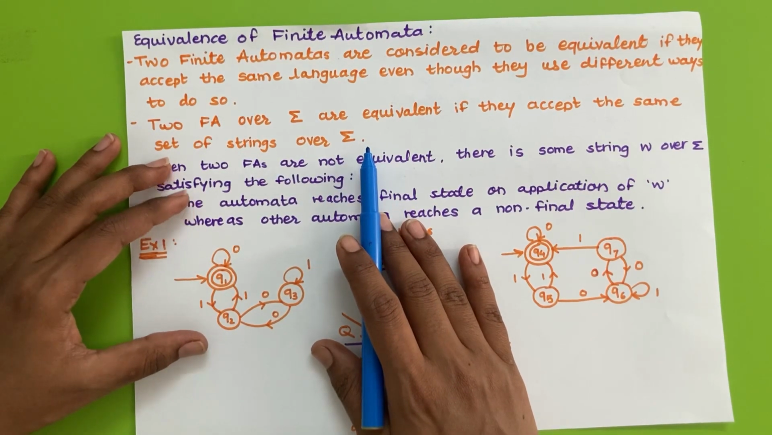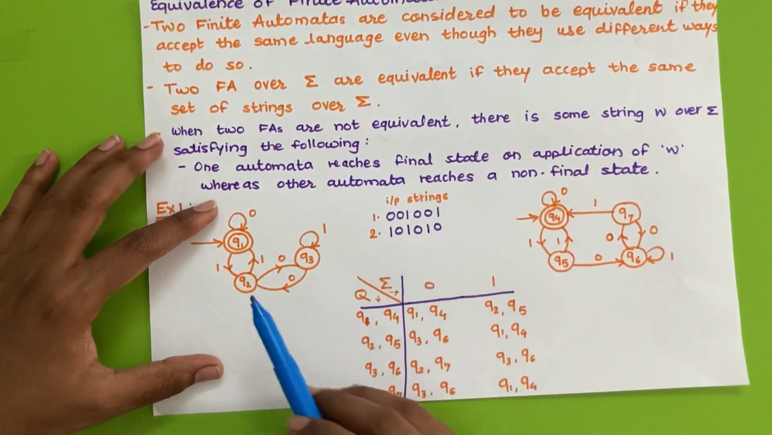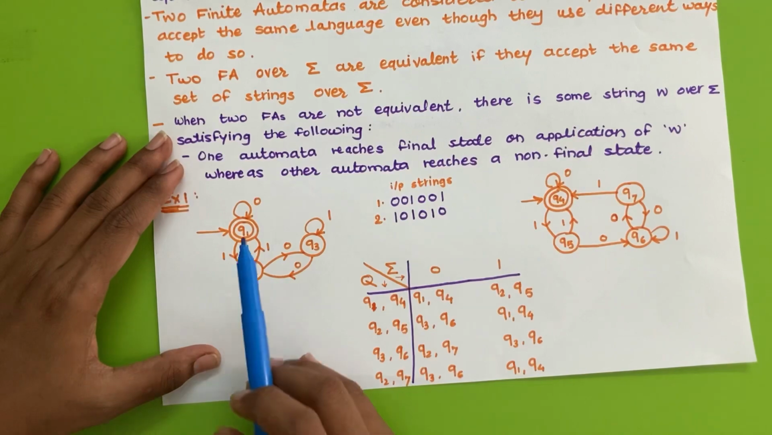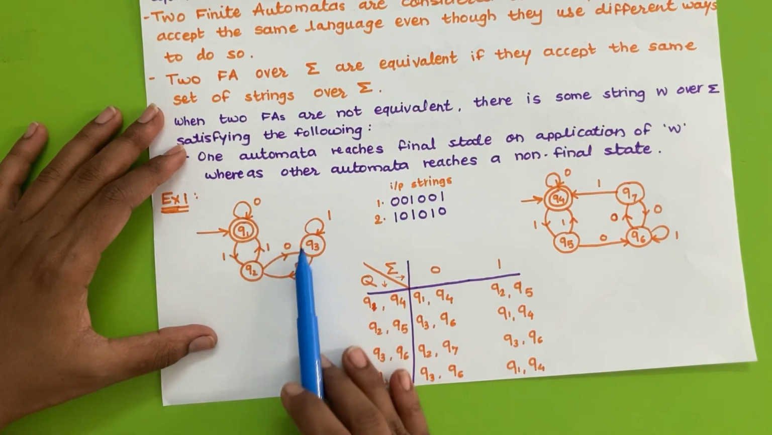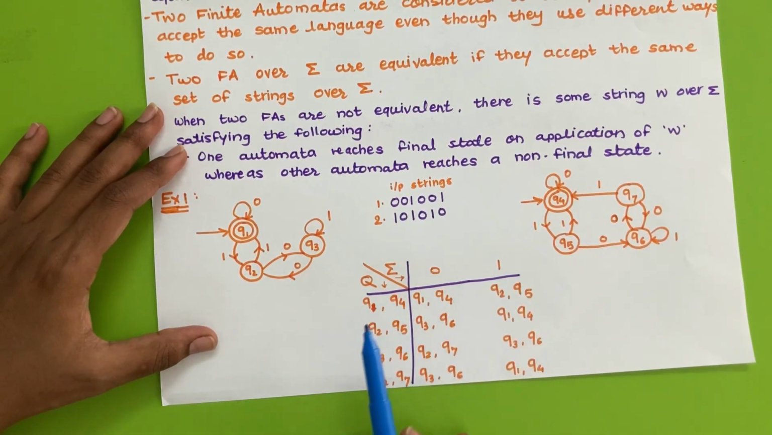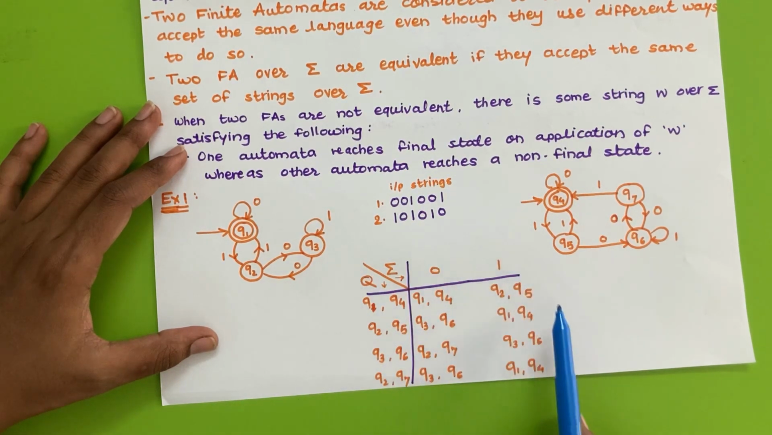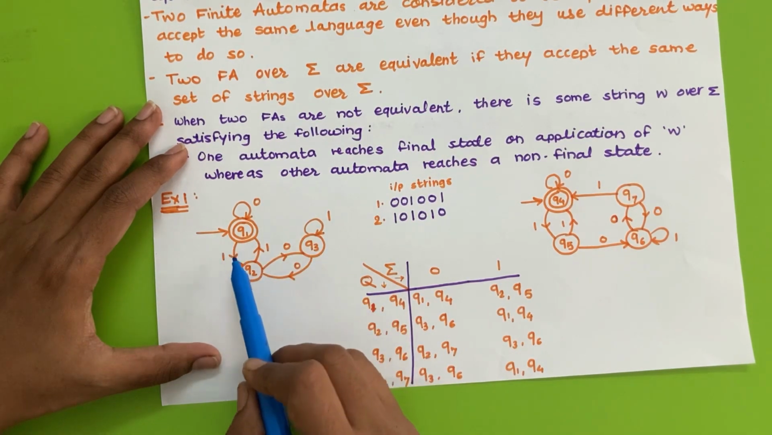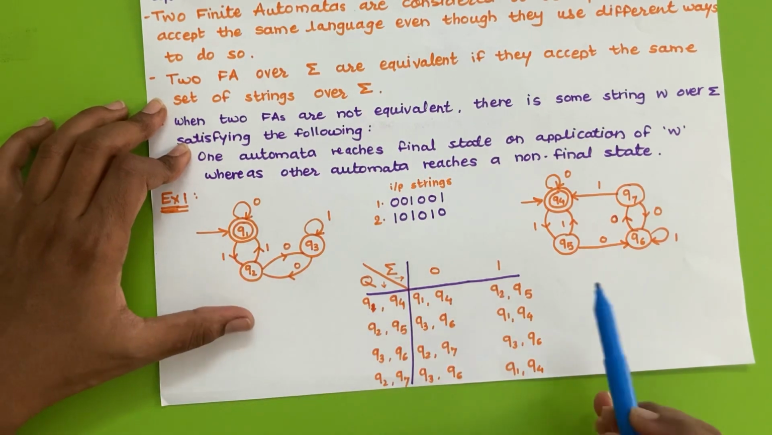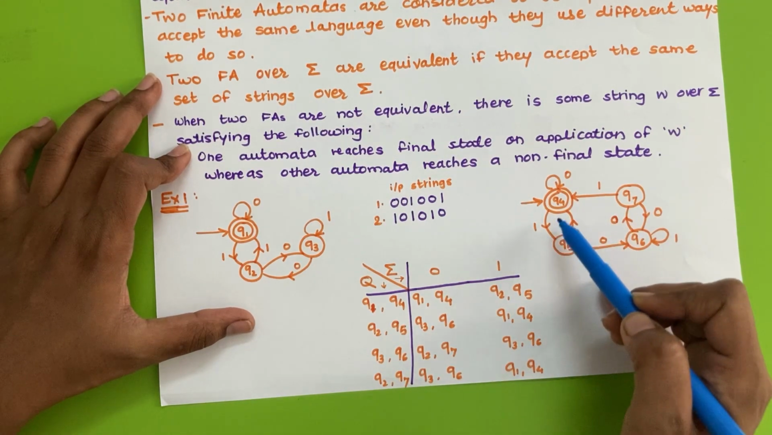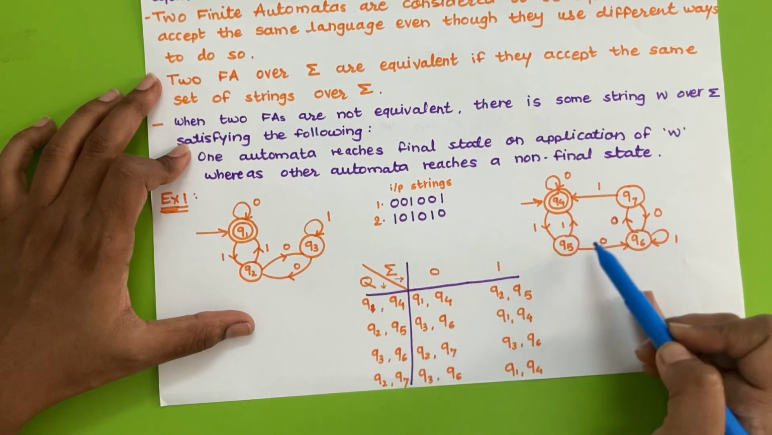So directly we will move to an example so that we have a better understanding of equivalence of finite automata. Here we have two different FAs, one is this and the other is this. I have also written the transition table for these two. I have written a single table for these two. The left hand side symbols will represent the symbols of the left hand side DFA, and the right hand side symbols will represent the symbols related to the right hand side DFA.